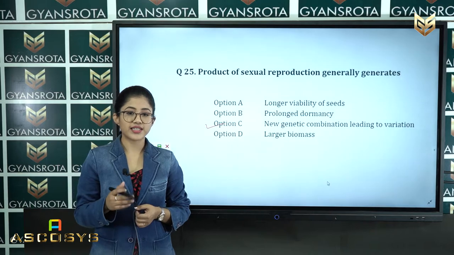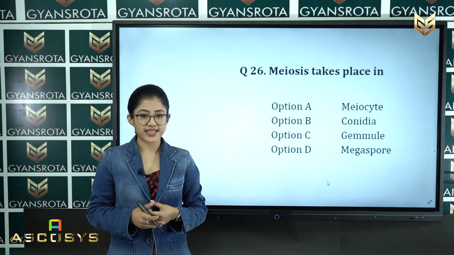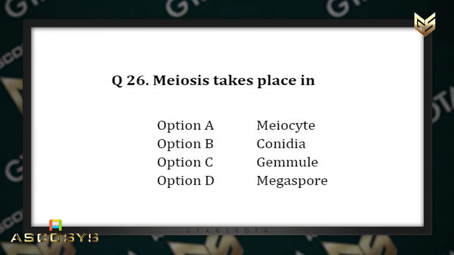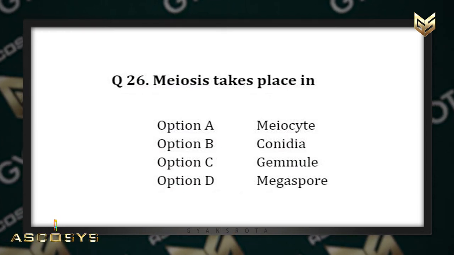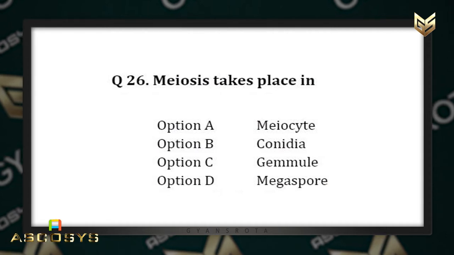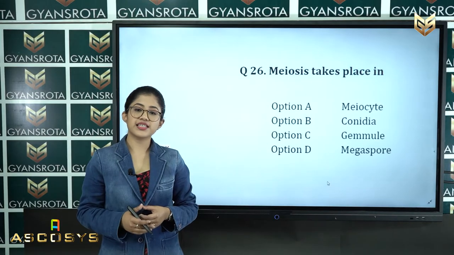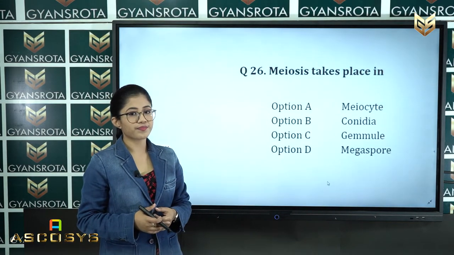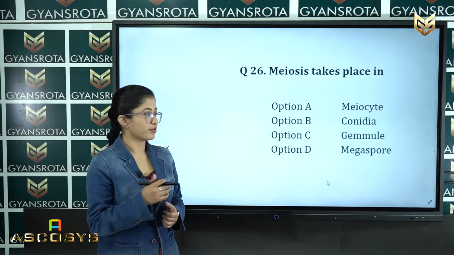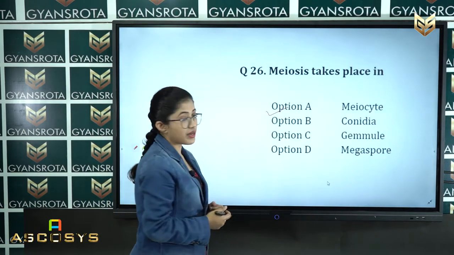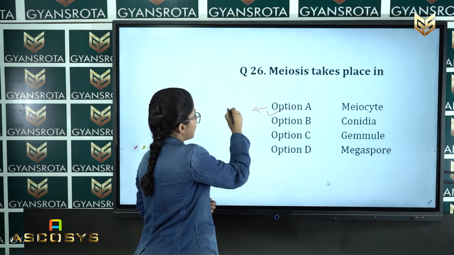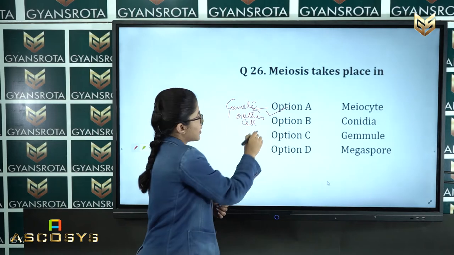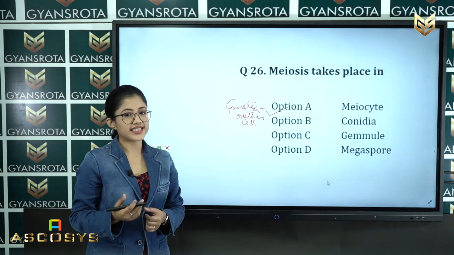That is question number 26. Now in this question, you can see meiosis takes place in: option A, meiocyte; option B, conidia; option C, gamule; option D, megaspore. Student, this is from the chapter Reproduction in Organisms. So what is the correct answer? Meiosis takes place in option A, that is meiocytes. Meiocytes are the gamete mother cells, so these are the cells in which meiosis takes place.